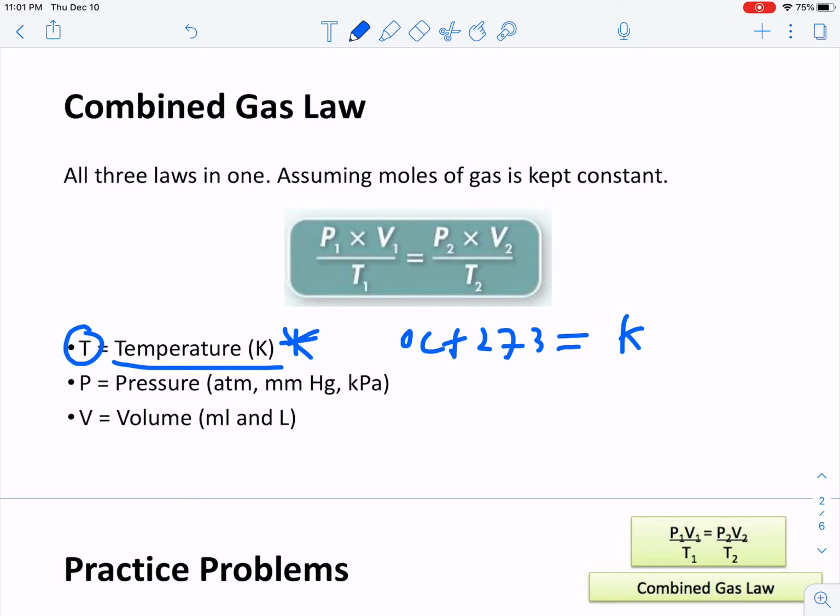Pressure can be in any unit as long as they match, right? So if P1 is in atmospheres, then as long as P2 is also in atmospheres, you're good to go. Or millimeters mercury or kilopascals and so on. Same thing with volume, right? Volume could be milliliters or liters as long as they match. If V1 is in milliliters, then V2 needs to be in milliliters. If V1's in liters, then V2 needs to be in liters.